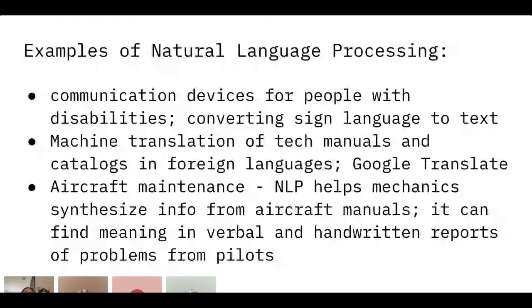And then another cool example is aircraft maintenance. Natural language processing actually helps aircraft mechanics synthesize information from giant aircraft manuals, and it's able to help find meaning in verbal and handwritten reports of problems from pilots and help them solve those problems without having to search through thousands and thousands of pages of manuals.